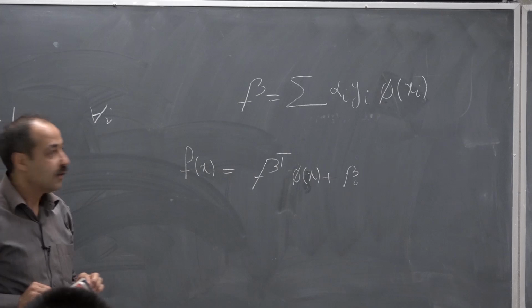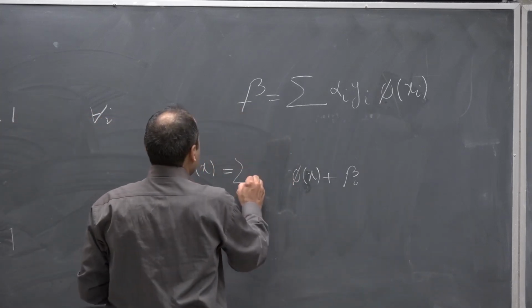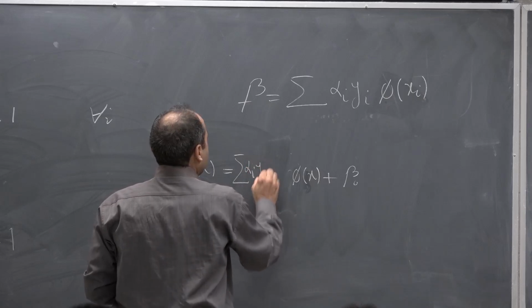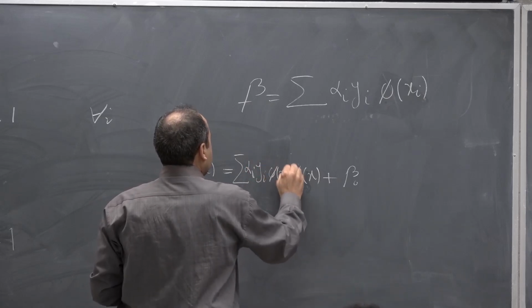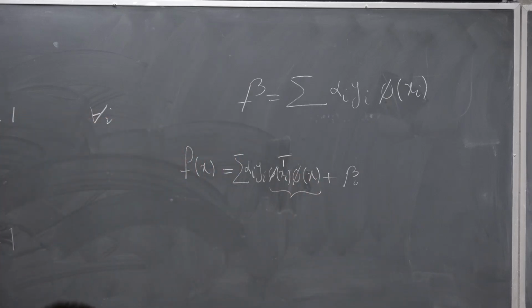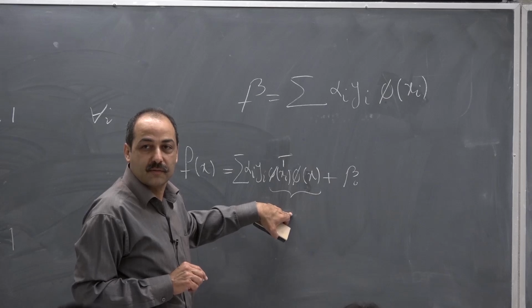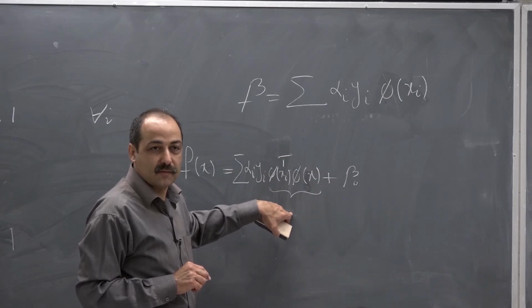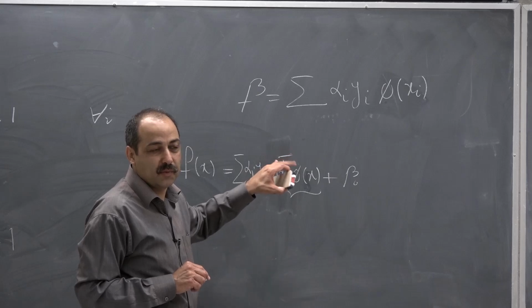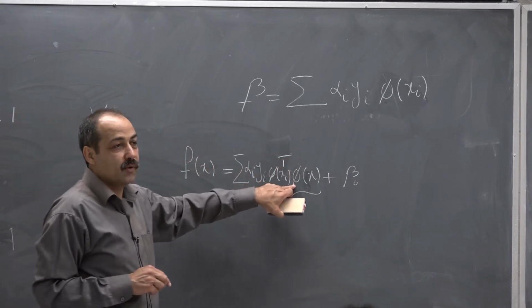Now, the beta transpose would be sigma alpha i yi phi of xi transpose. And phi of xi transpose phi of x is the kernel. So you don't need to know phi. You can't compute beta, but you can compute the decision boundary, right? And that's the important part. We don't need to know beta. We do need to compute the decision boundary, and you can compute it here.